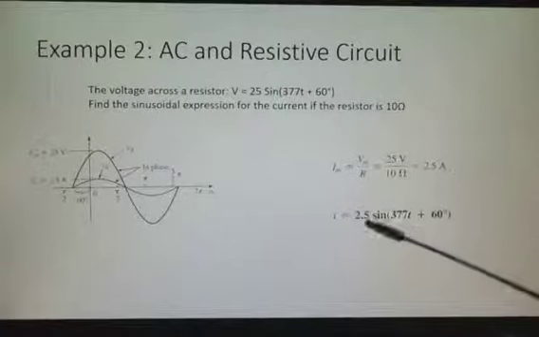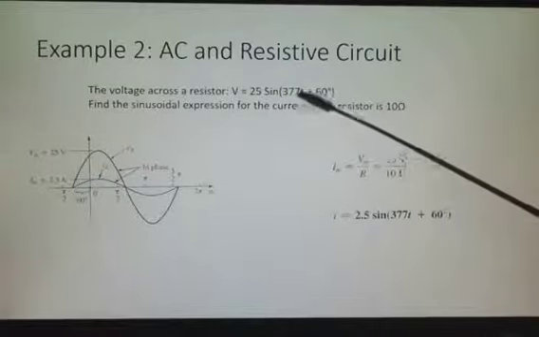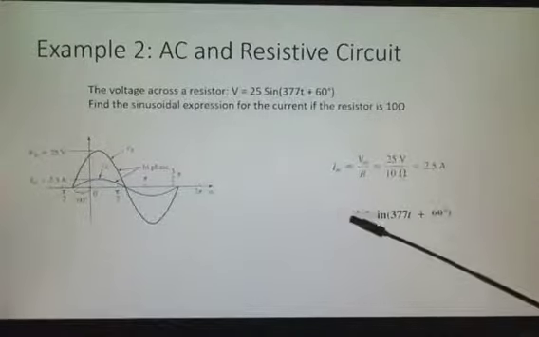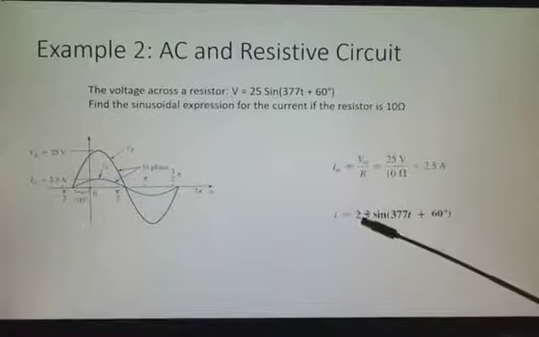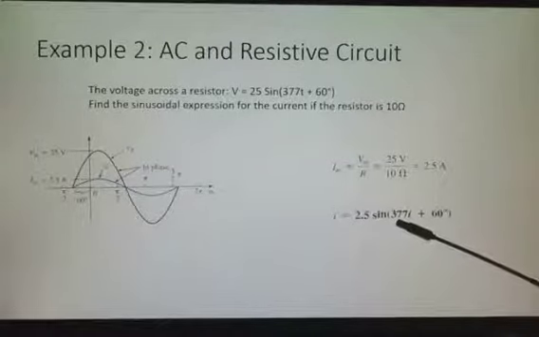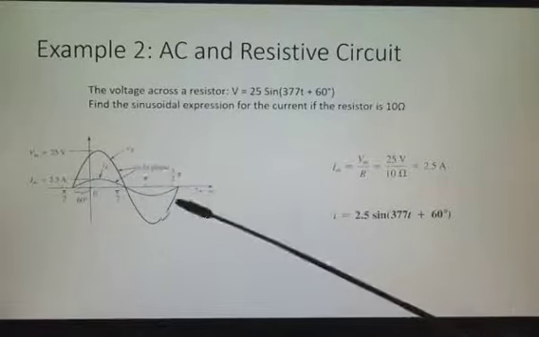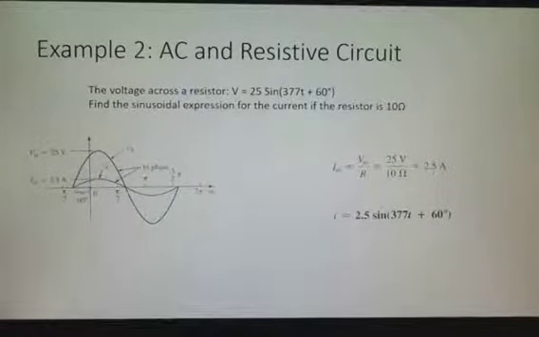So if I want to write that for current, voltage is 25 sine plus 60, and the current will be the same except it's 2.5 amps. Sine of angular velocity plus 60. And here's the drawing of what it looks like, of the waveforms.